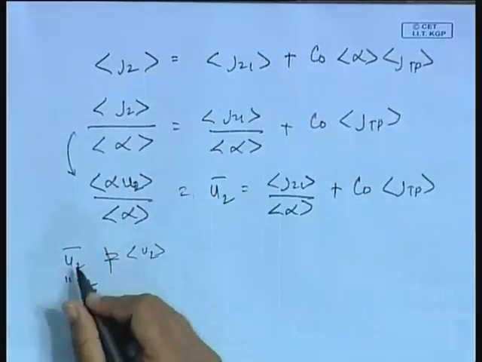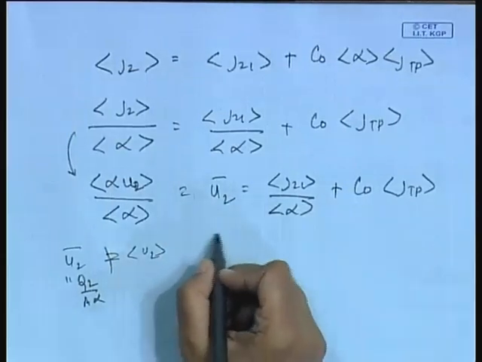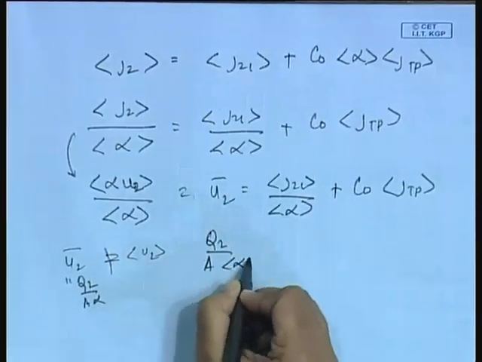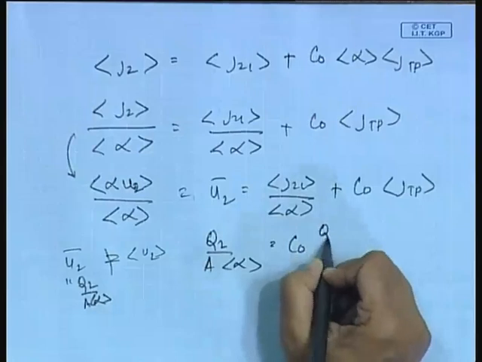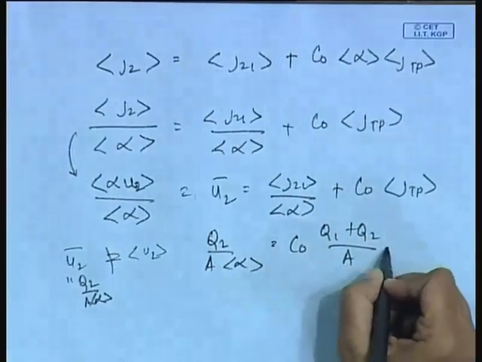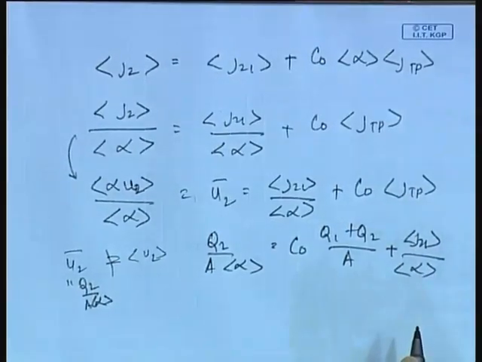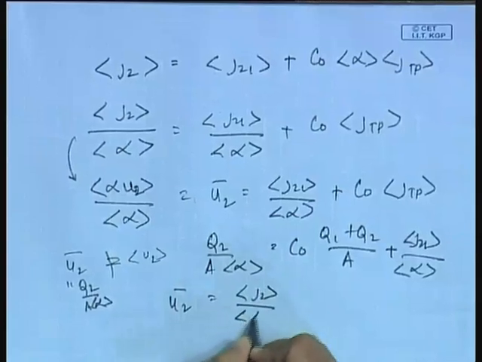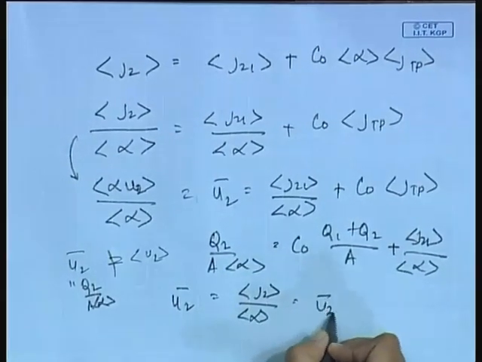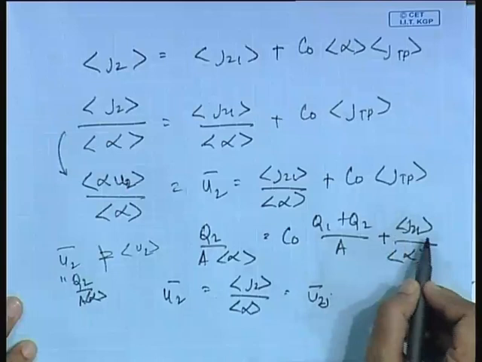This is given as U2 is nothing but Q2 by A, or in other words, in terms of measurable parameters, if we write, this is nothing but Q2 by A alpha, equal to C0 (Q1 plus Q2) by A plus J21 by alpha. In this particular way we can write it down, or in other words we can write it as U2 bar equals J2 by alpha equals U2j. This can again be written down as U2j, because this is alpha into U2j.